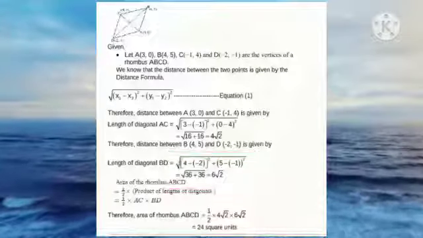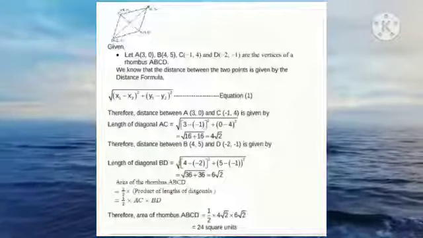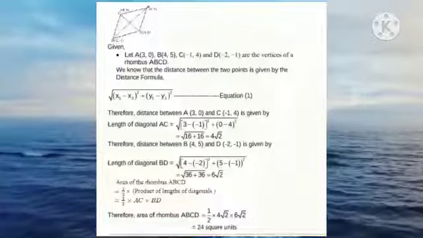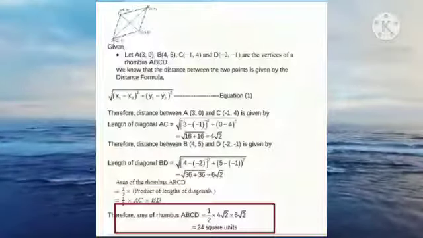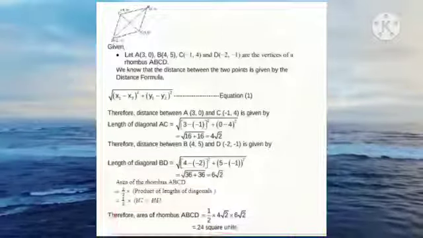So the area of rhombus ABCD can be calculated as half into the product of the lengths of the diagonals, that is half into AC into BD. So we can write half into 4√2 into 6√2, and finally we get the result: the area is 24 square units.